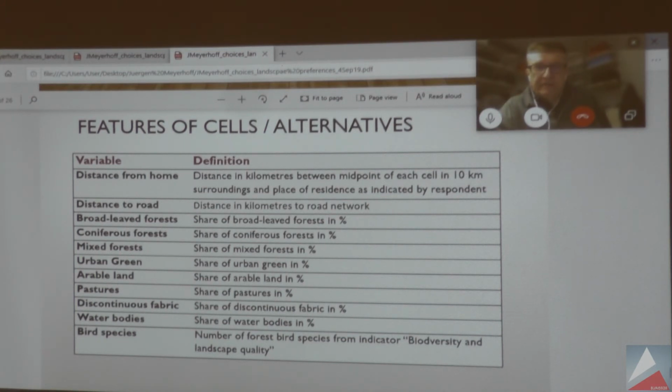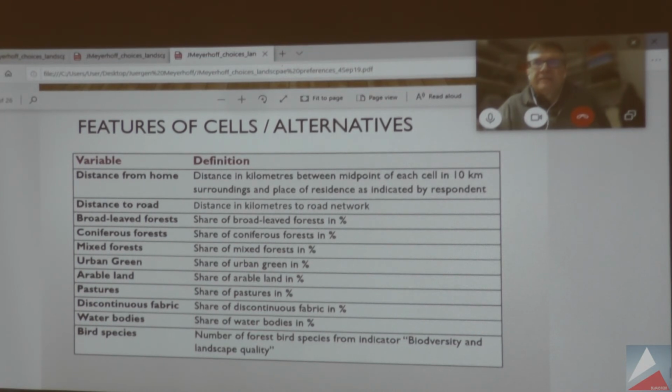That's an indicator used by the German Agency for Nature Protection to judge whether forests are in good shape, for example, because the assumption is that when forest bird species are present, the habitat is of good quality and well developed.